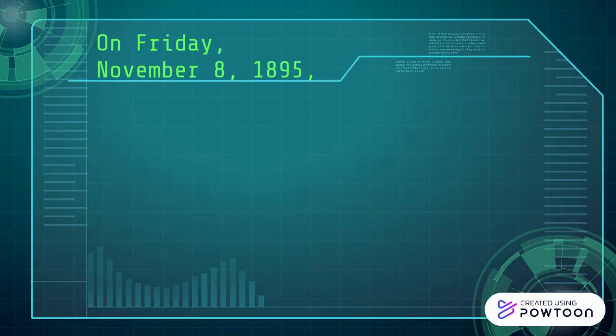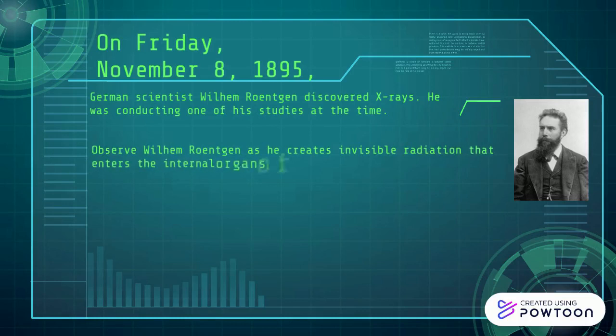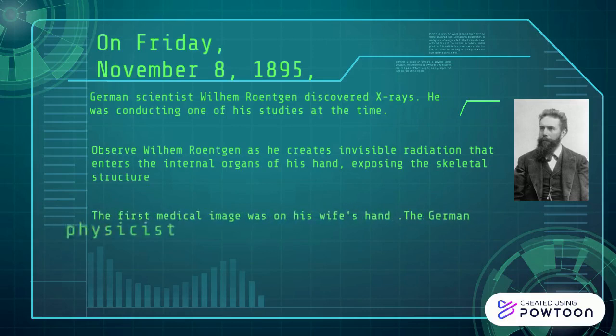On Friday, November 8, 1895, German scientist William Röntgen discovered X-ray. He was conducting one of his studies at the time. Observe William Röntgen as he creates invisible radiation that enters the internal organ of his hand, exposing the skeletal structure. The first medical image was of his wife's hand.